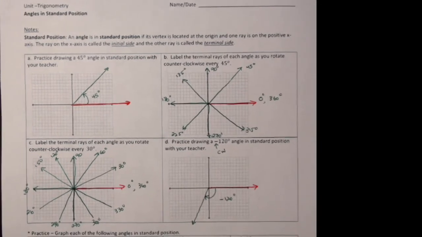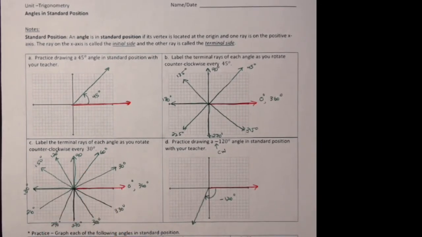And we also counted off different angles. On this one we did multiples of 30, so 30, 60, 90, etc. And we did a full rotation. 0 degrees is where our initial ray is, but if we go all the way around, a full rotation, 360 degrees is also where the terminal ray of a 360 degree angle ends.